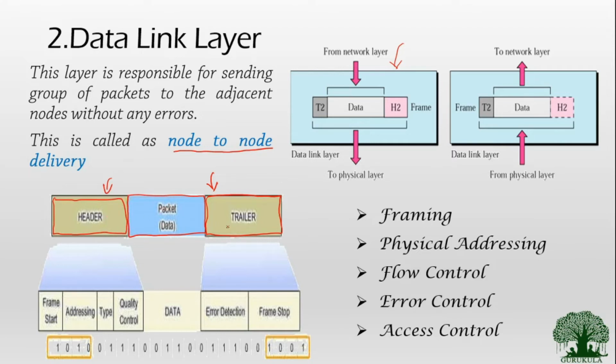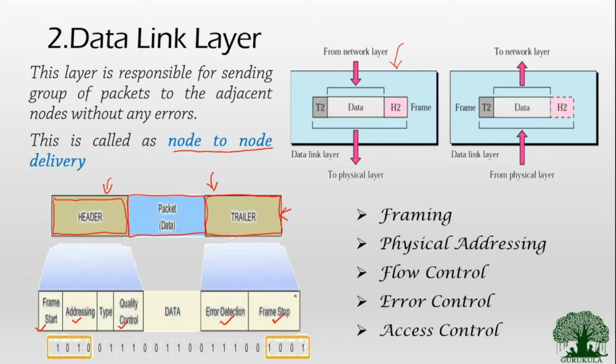Why do I need to frame a particular piece of data? Because the header will contain sufficient and useful information to represent the start of the frame. It will also represent what addressing type has been used, and the quality control data. The trailer will represent the error detection part, and it will also include a certain number of bits which represent the stop of the frame. So that is what we call framing.